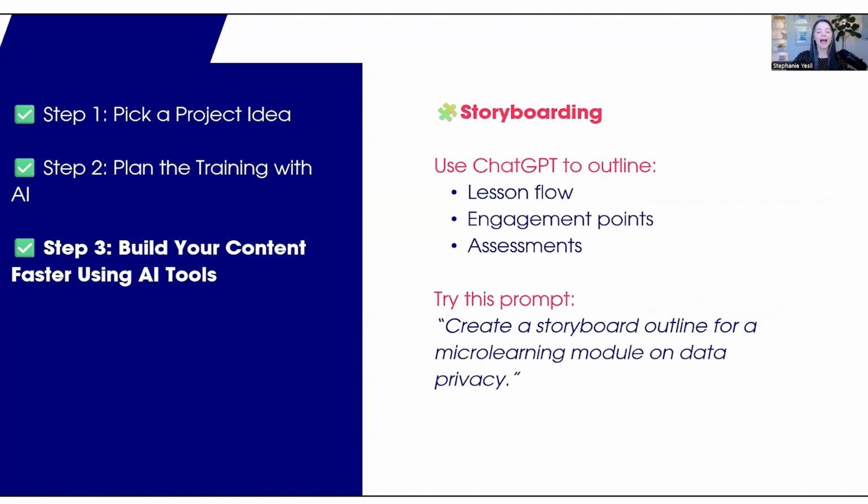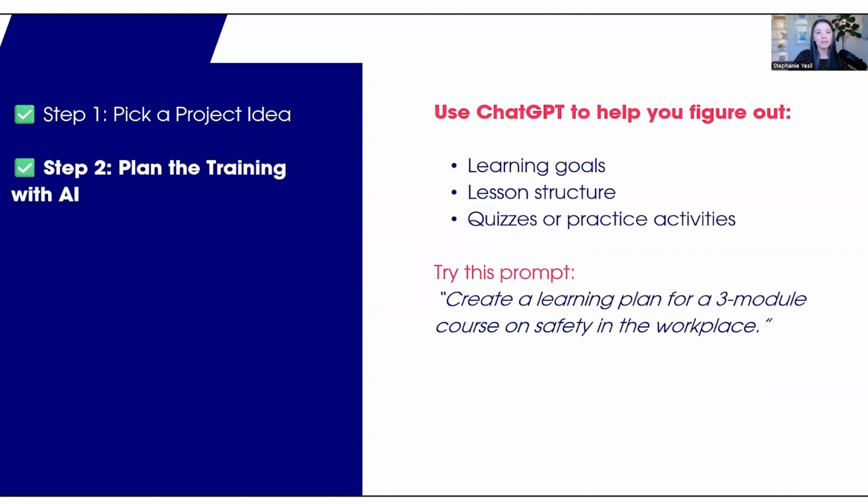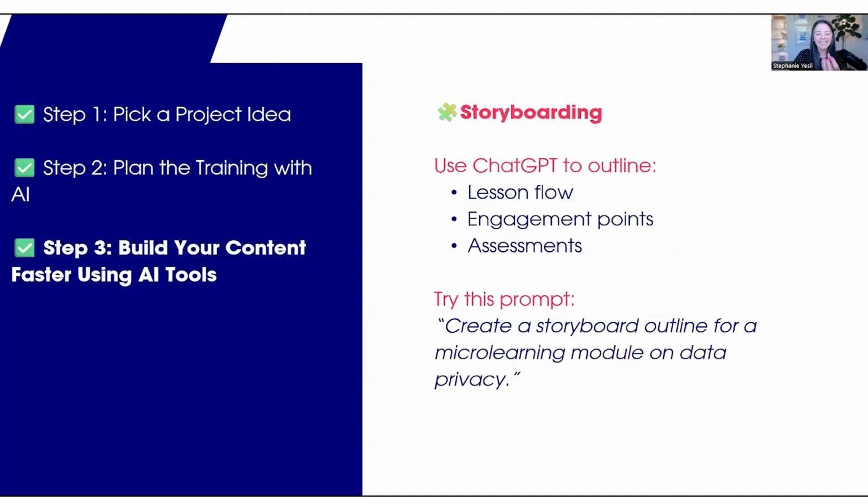Next, you want to build the actual content faster using AI. Storyboard. You can use GPT to outline your lesson flow, the points of engagement, and the assessments. Here's a prompt: Create a storyboard outline for a micro-learning module on blank, whatever your topic was. This can be a micro-learning module in between the 3 modules, say, from this particular step. You can get deeper and deeper and use AI to speed up the process and make it look incredible. Like you've put so much work into it.